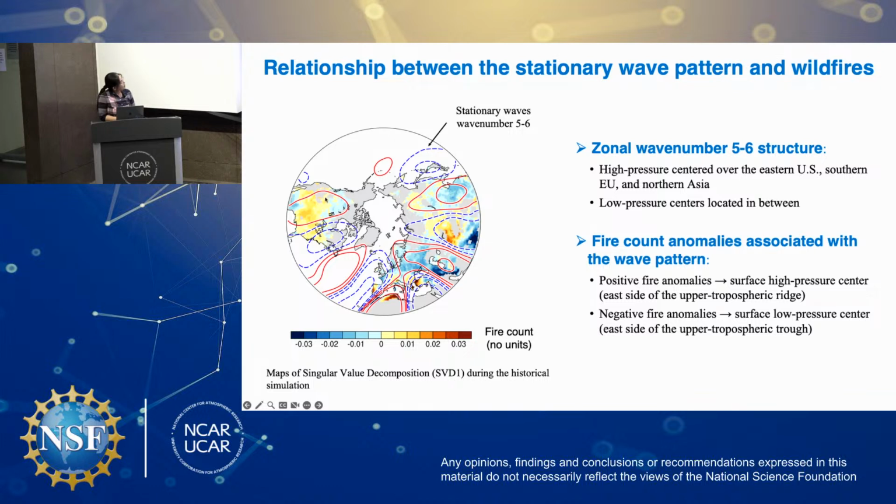Then if you look at the shaded here, which is the fire count output from the fire parameterizations in the models, we can see that they have some collocations for the positive fire anomaly and the high pressure center in the upper atmosphere. For example, you see the positive fire anomaly on the east side of the upper level ridge, and also the negative anomaly on the east side of the upper level trough. So they have some kind of collocations between the wave patterns and also the fire occurrence.